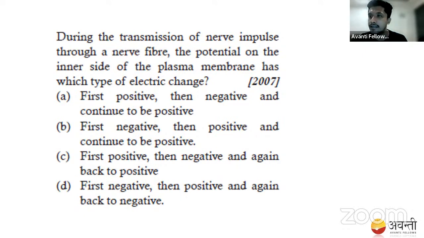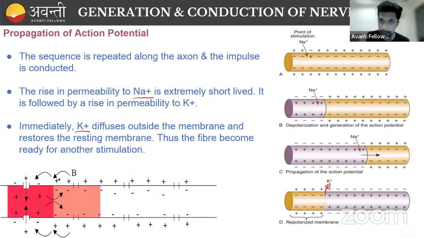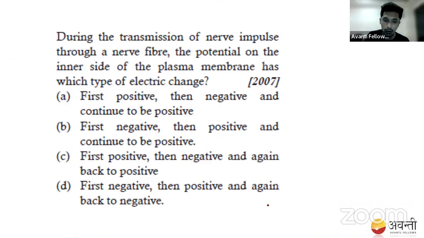So you answered D, that is, first negative, then positive, and again back to negative, right? The justification for your answer is here: first negative, then positive, and again negative. So option D is correct.